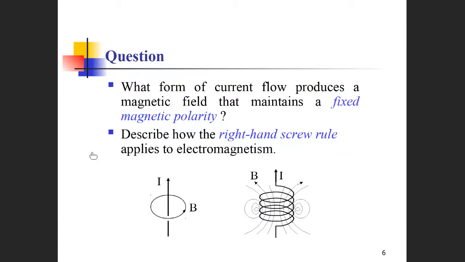So this is the diagram showing how a current flow produces a magnetic field that maintains a fixed polarity. That's the DC. So basically, you have a magnetic field produced like this. Look at it here. And similarly, if you have a coil like this, you have your current in this direction and current here in these directions.